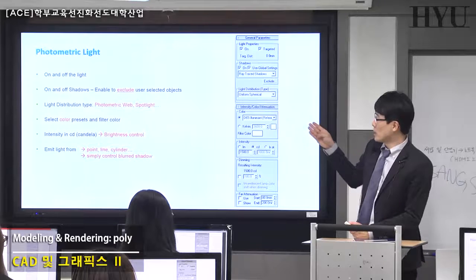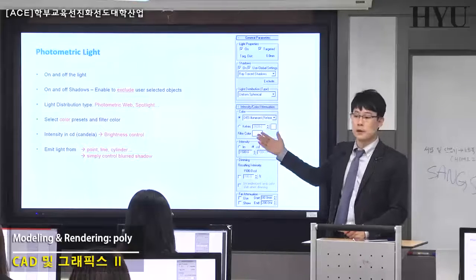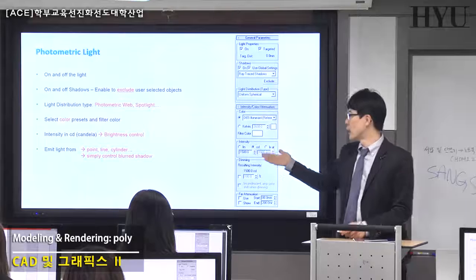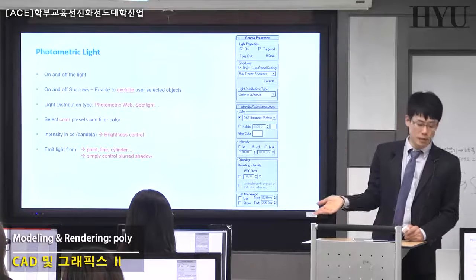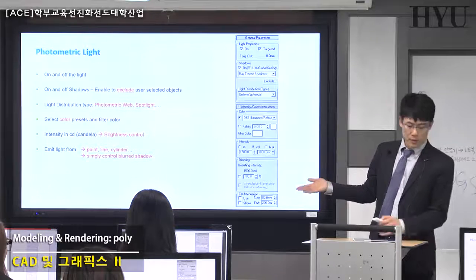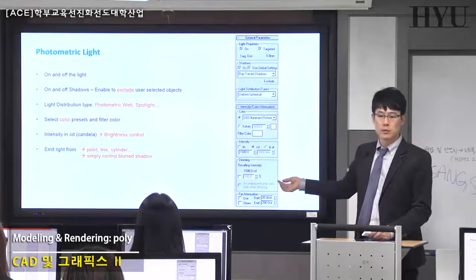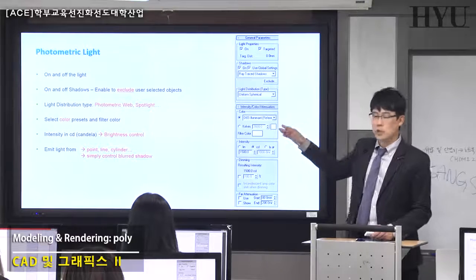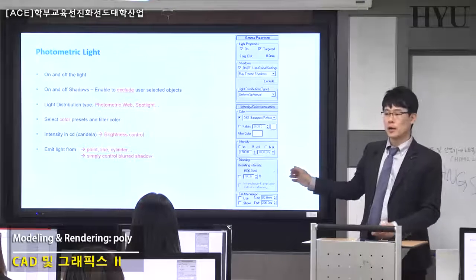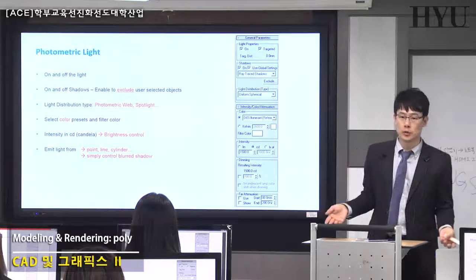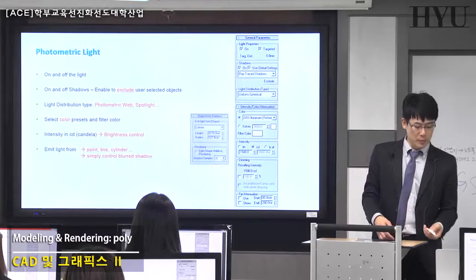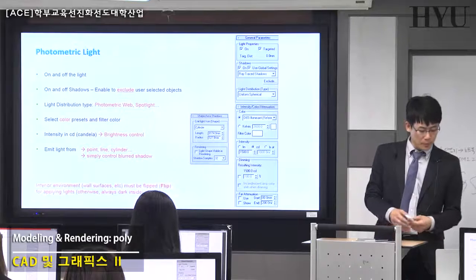And actually, last week, I told you this is another very important thing. Emit light from shape, okay? Point, line, cylinder, sphere, and so on. Default is usually point. That is why that light is not that good. We're going to take a look at some examples, okay?